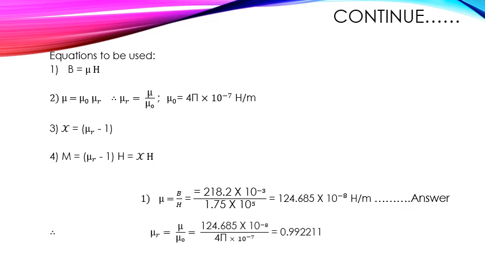Then to calculate the susceptibility, we have to find mu R. So get the ratio of mu by mu naught. Put the value of calculated mu and the value of mu naught. So the answer of mu R is 0.992211.